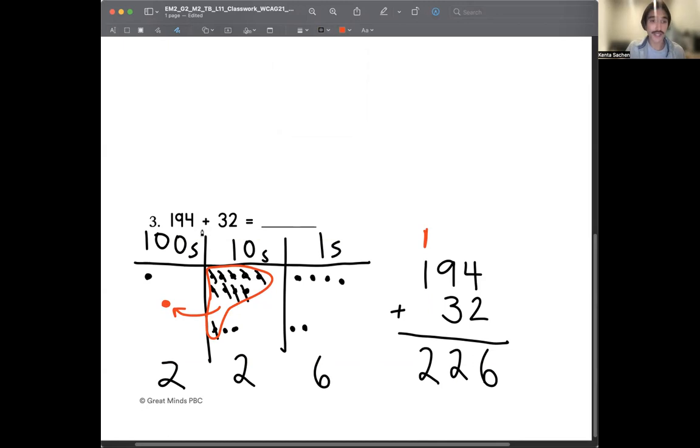So 194 plus 32 is equal to 226, right? By drawing this out, by regrouping, writing down my numbers like this, and also doing the same thing with the vertical method, I get the answer twice. Same exact answer 2 times. And we're good to go.